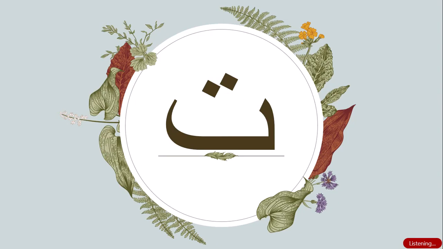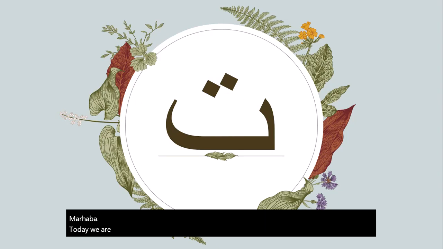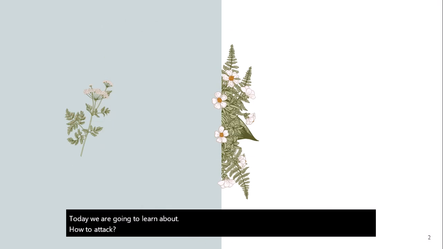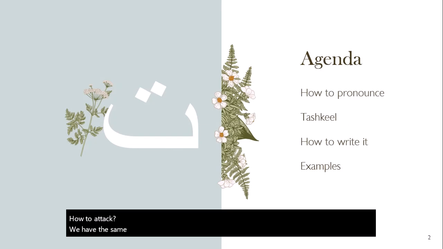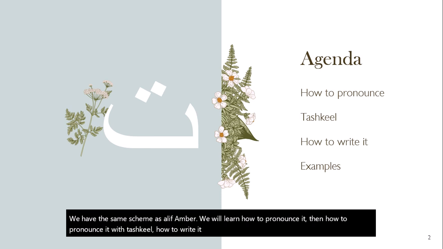مرحبا. Today we are going to learn about حرف التاء. We have the same scheme as ألف and باء. We will learn how to pronounce it, then how to pronounce it with تشكيل, how to write it, isolated and connected, and then we will have some examples.